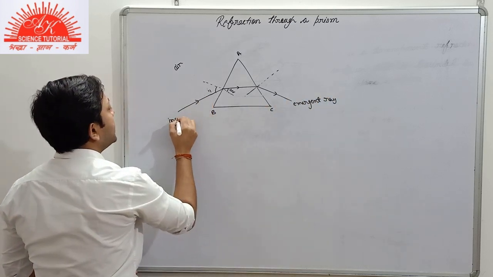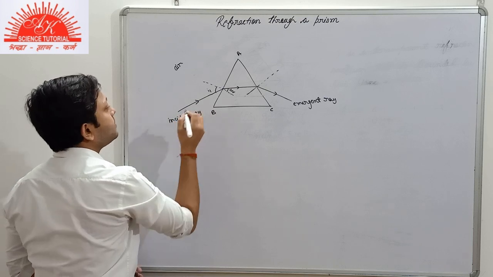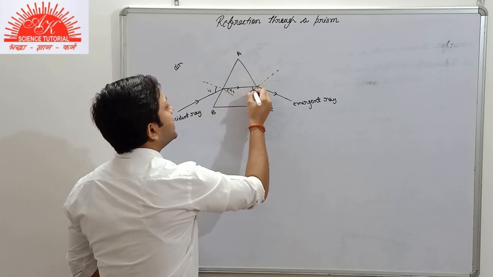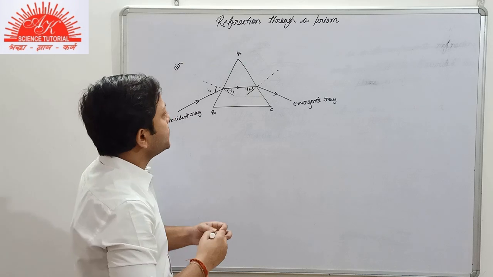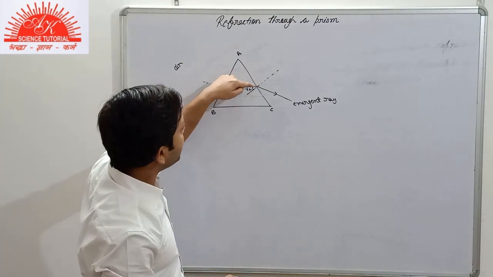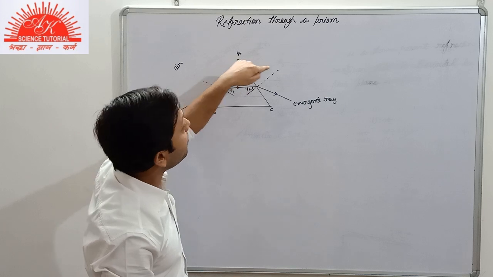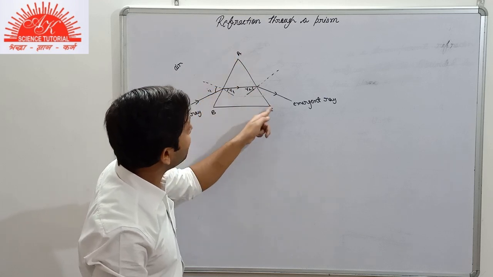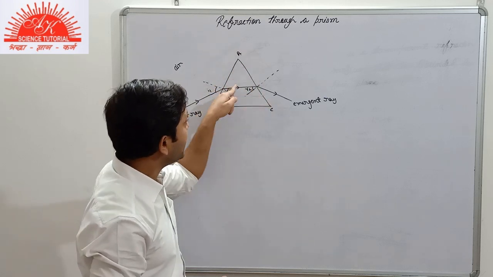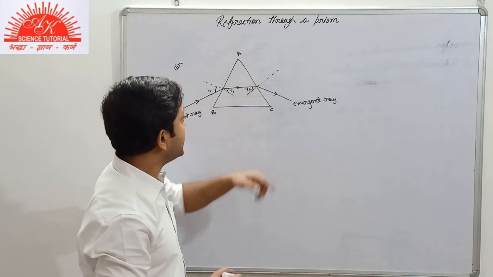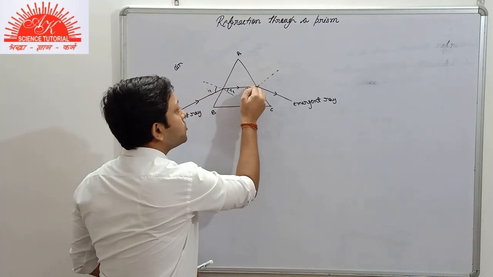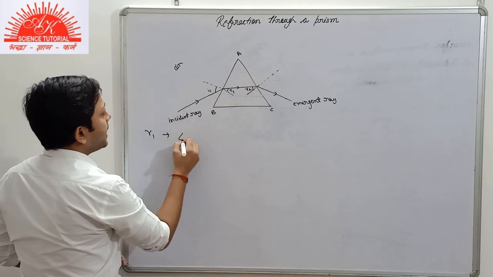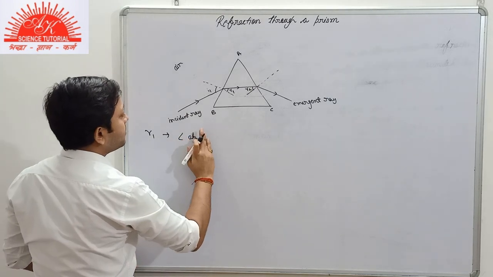This was our incident ray. In general, we denote this one R1, and this angle R2. When this refracted ray strikes this surface, it has a tendency to come out into air. So this will be our incident ray for the second refraction. When the light ray strikes surface AC, this will be assumed to be our incident ray, and this is the normal. So it must be our angle of incidence. R1, what is it? Angle of refraction.